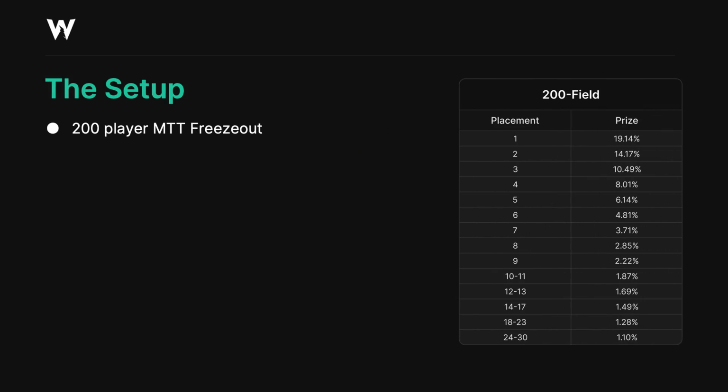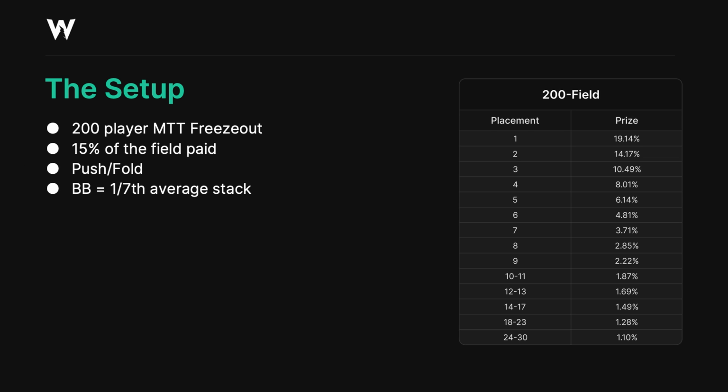We're going to run a 200-player MTT Freezeout. 15% of the field is paid, and you can see the payout structure on the right-hand side. In order to make this simple and fast, it's going to be a push-fold tournament where the big blind is always set to 1/7 of the average stack, and the big blind will update every time a player is eliminated.